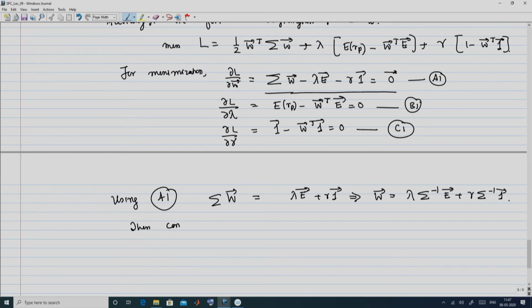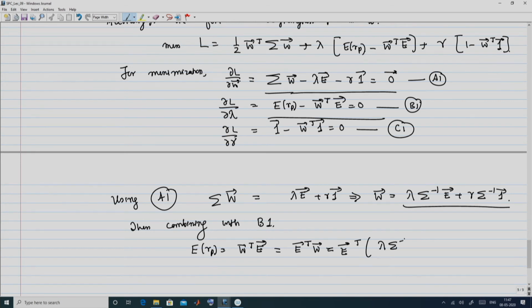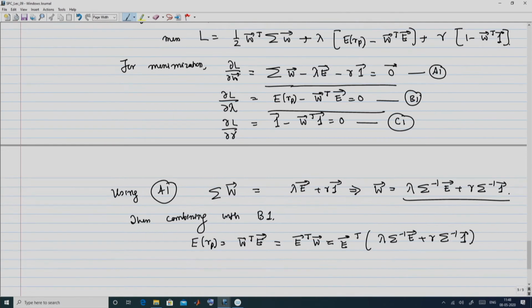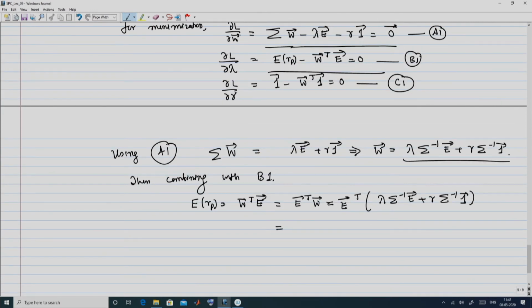Then, combining with B1, I am going to replace this W in B1. So, I get E of R P is equal to W transpose E, which is the same as E transpose W, and I take the W from here. This is E transpose times lambda sigma inverse E plus gamma sigma inverse 1, which is lambda times E transpose sigma inverse E plus gamma times E transpose sigma inverse 1.